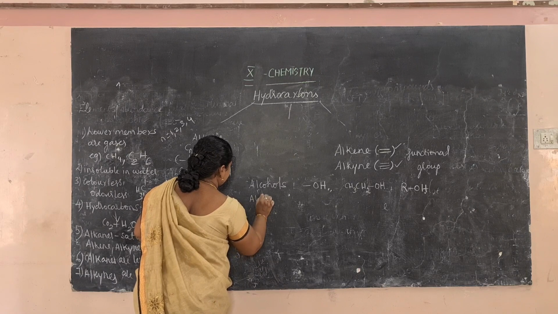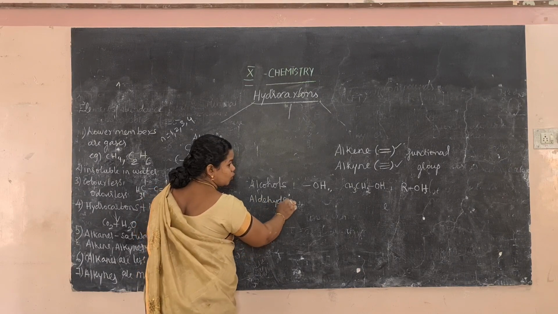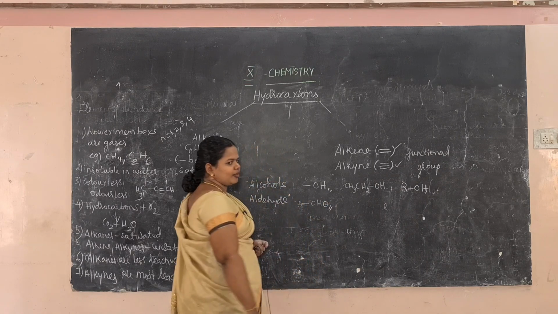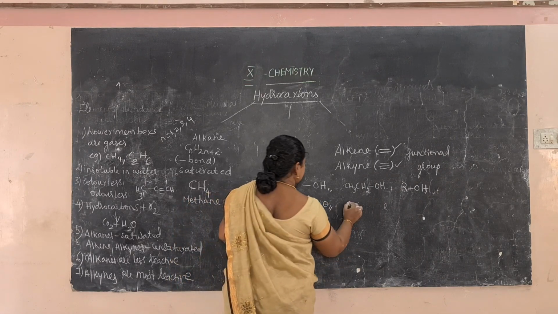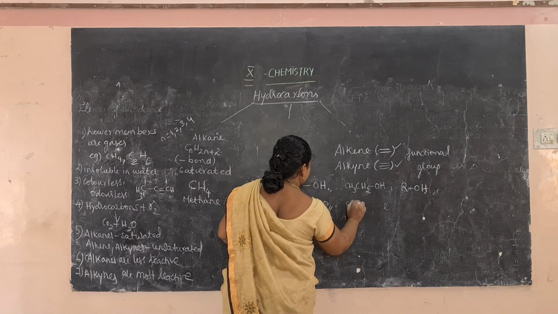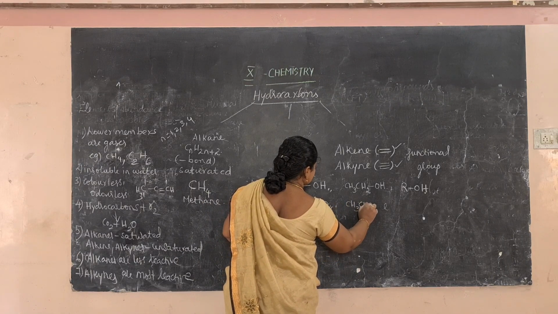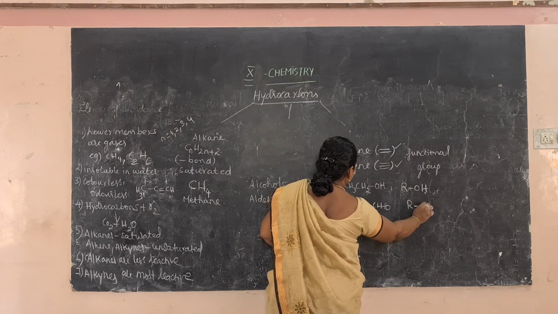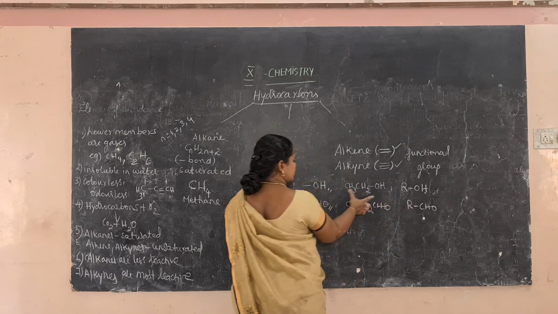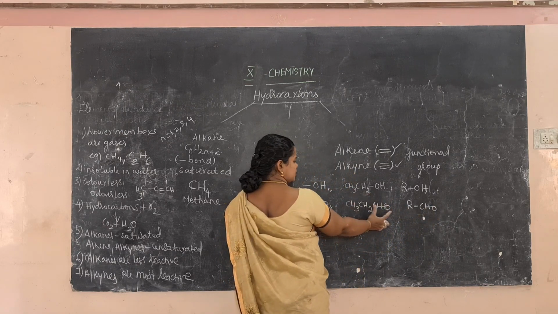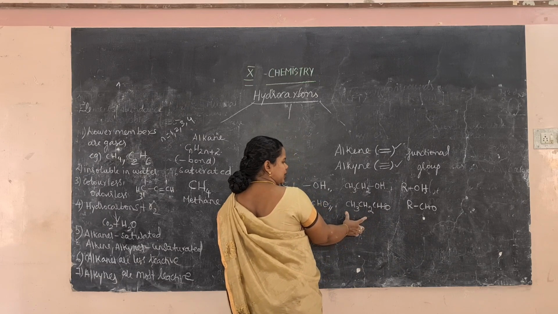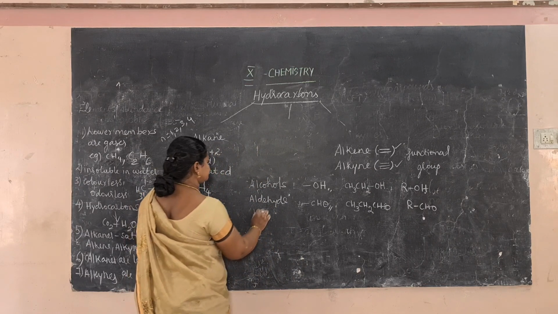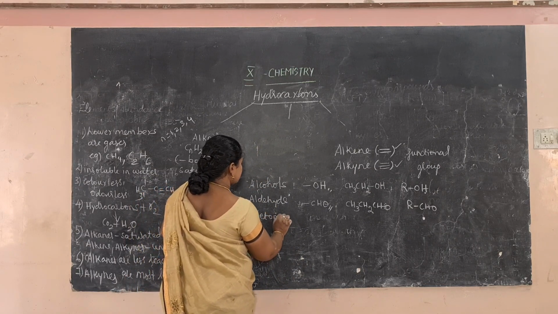Then aldehyde: the group present will be CHO. When you replace one hydrogen by this CHO, it becomes CH3CH2CHO, and the general formula is RCHO. Apart from the OH functional group, the rest is the alkyl group. So this is an ethyl group, and this is also an ethyl group. Then ketone, the functional group will be like this.